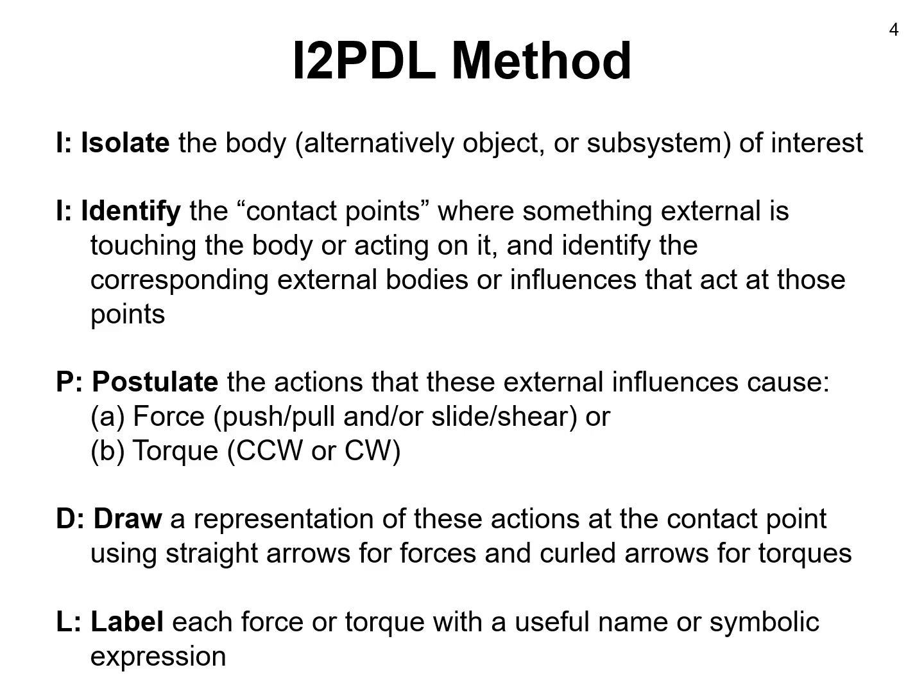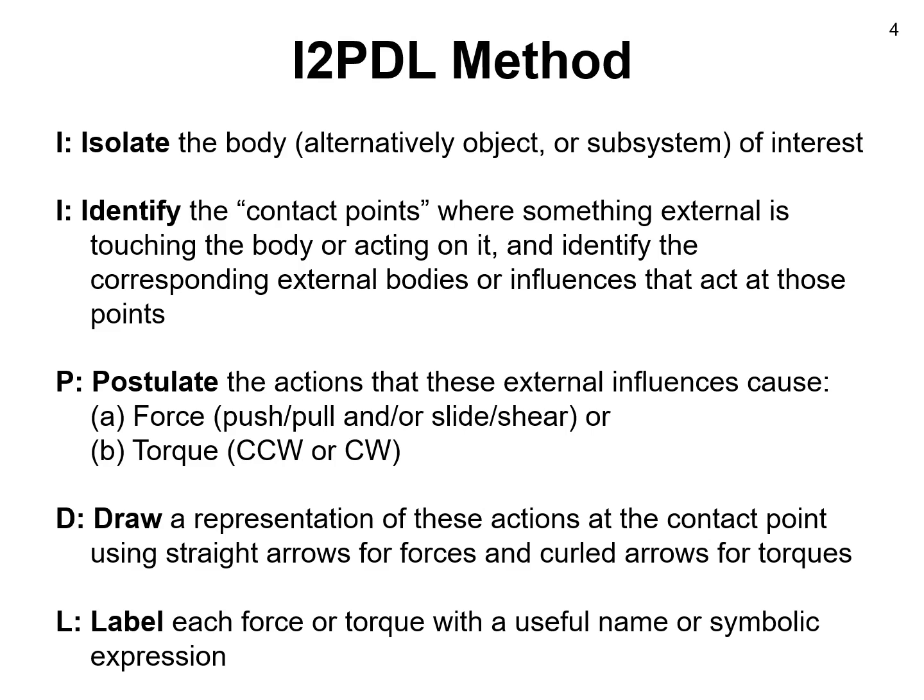The second step is identify. We're going to identify the contact points where something external is touching the body or acting on it, and then identify the corresponding external bodies or influences that act at those points. The third step is postulate.